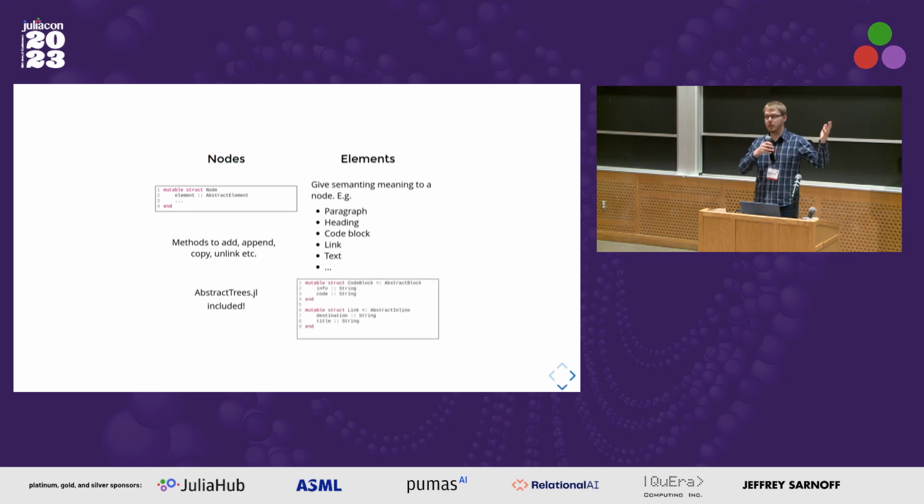The other part, the second pillar in MarkdownAST, are the elements. Every node has to have some sort of semantic meaning, right? So it's either a paragraph, a link, text, whatever. The element field of every node contains all that semantic information: the contents of the code block, the language of the code block, all that information will be in an element, which is just a Julia object attached to each of these nodes.